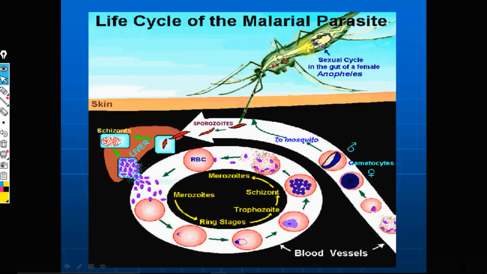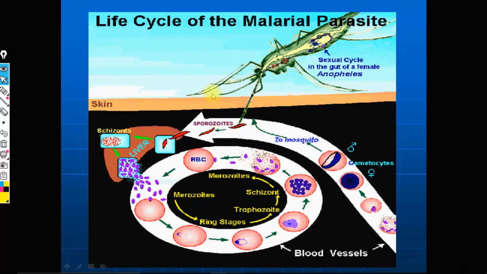Okay, so as I've shown, the sexual life cycle definitely happens in the gut of the female Anopheles mosquito, because fertilization and assembly take place there. Once the sporozoites have multiplied after fertilization, they move to the salivary gland, and wherever the mosquito sucks blood, these sporozoites get released. So it will infect humans.